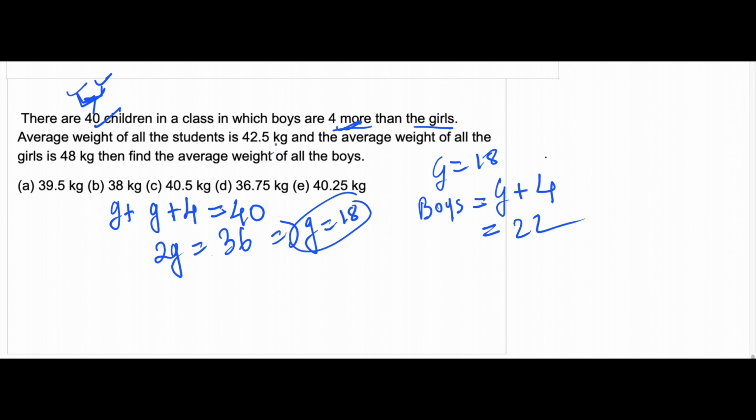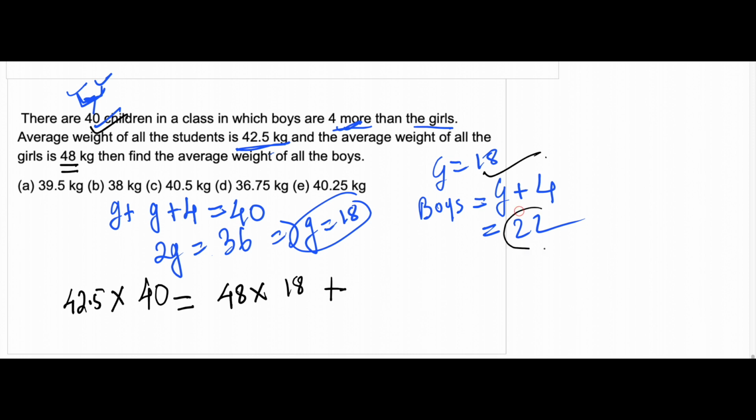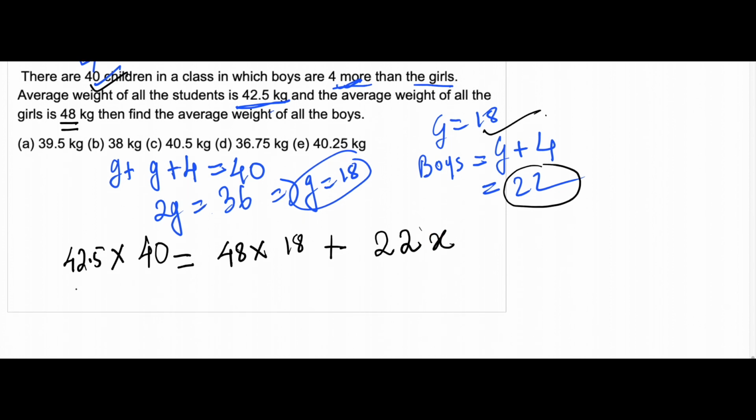So the average weight of all the students is 42.5. So what is the total weight? Total weight is 42.5 into total number of children, that is 40. And this is equal to the average weight of all the girls, which is 48. So 48 into, what is the total weight of the girls? 48 into total number of girls, that is 18, plus, what is the total number of boys? 22. And what is the average weight? You need to find out. So x.